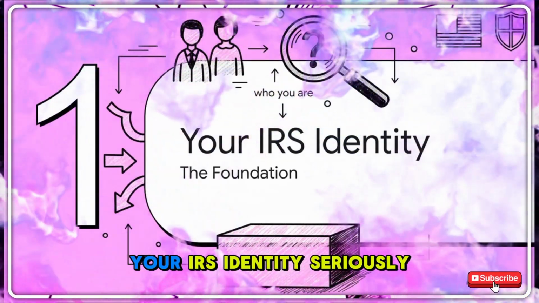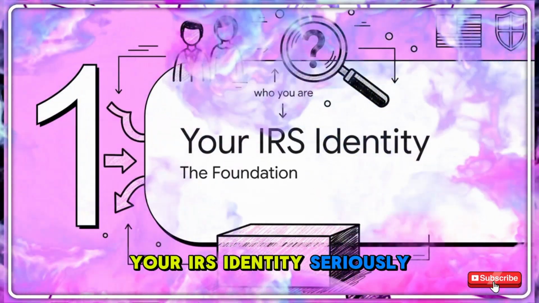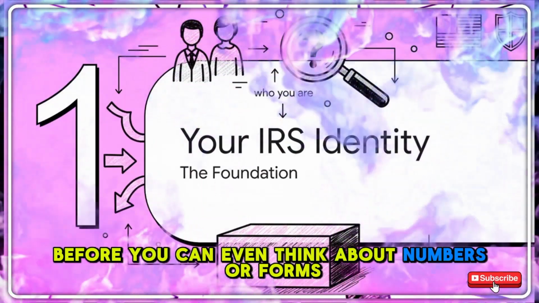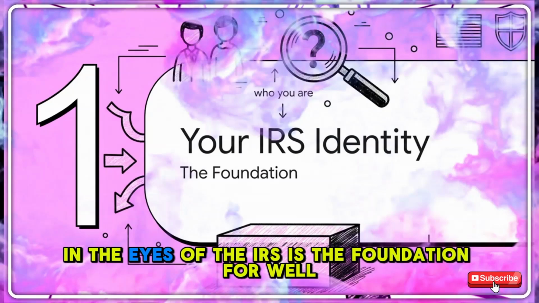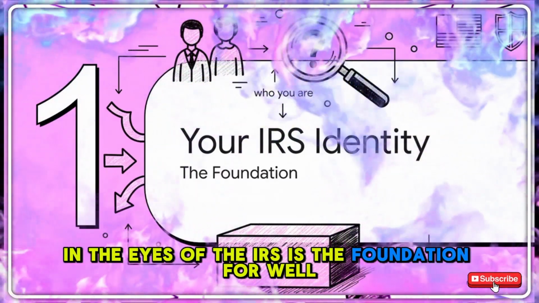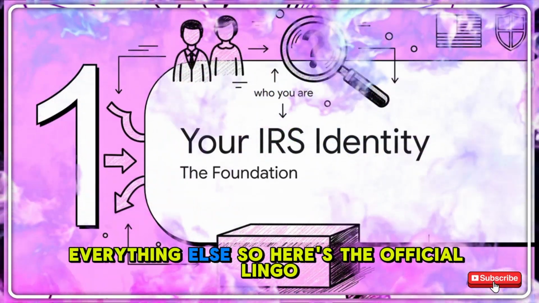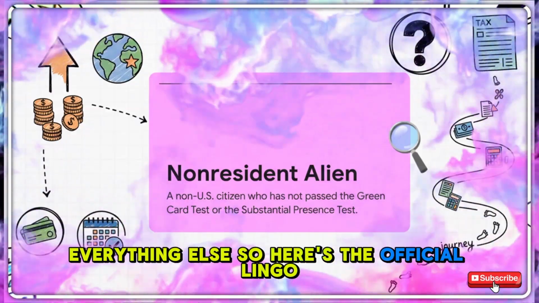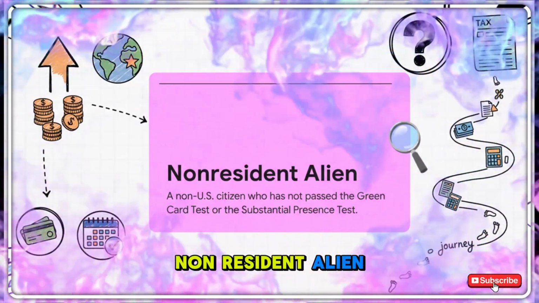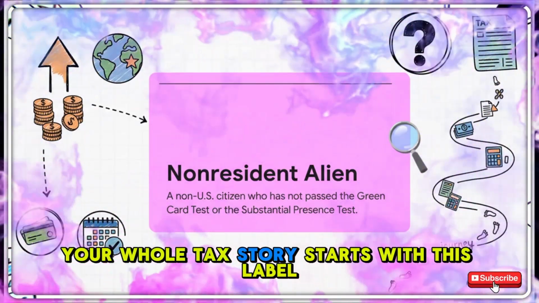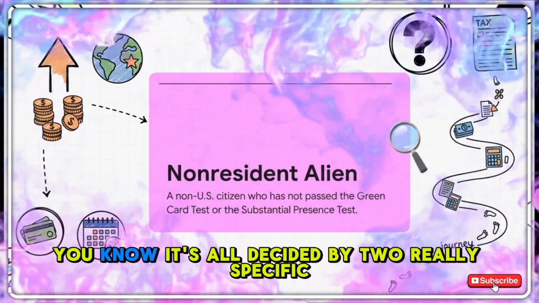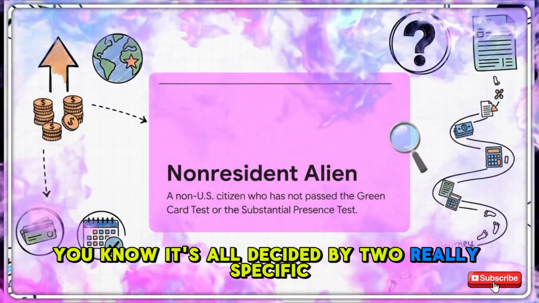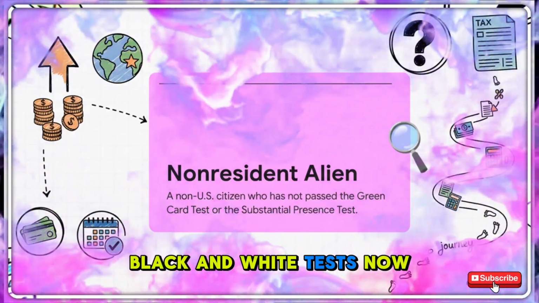First up, your IRS identity. Seriously, before you can even think about numbers or forms, you have to nail this down. Who you are in the eyes of the IRS is the foundation for, well, everything else. So here's the official lingo: non-resident alien. Your whole tax story starts with this label. And it's not something you get to choose, you know? It's all decided by 2 really specific black and white tests.